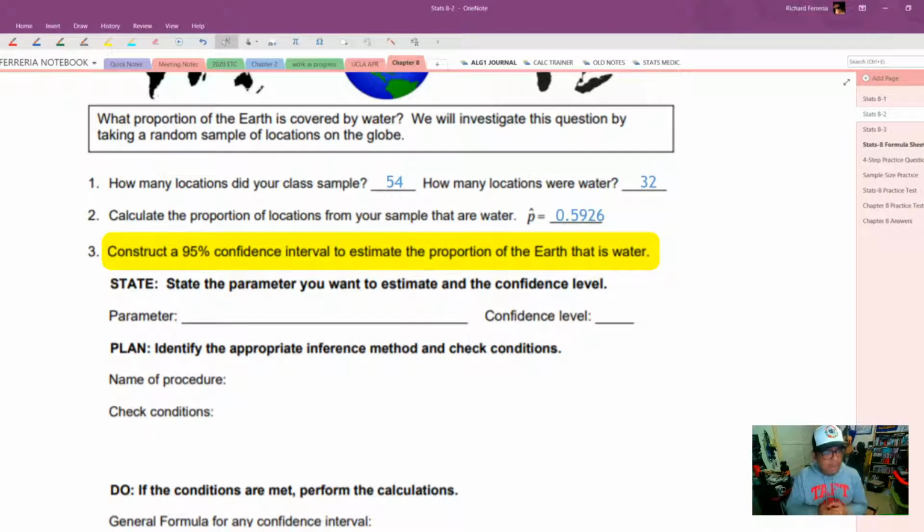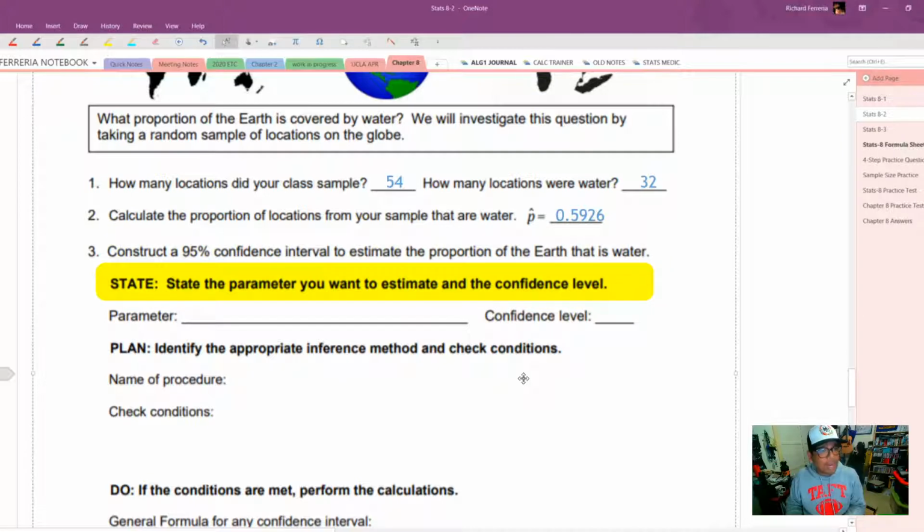Now, the next part here is going to be our formal plan for constructing a 95% confidence interval, or any interval. It's a four-part plan, so it's usually called the four-part plan. And the four parts are state, plan, do, and conclude. This is going to be the same for most of the routines that we do here in second semester statistics. So let's start with state.